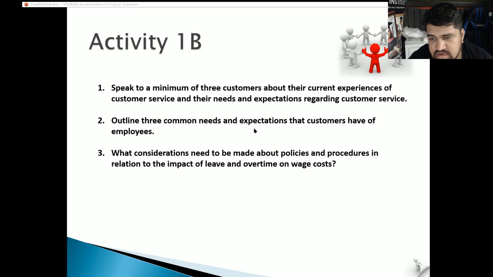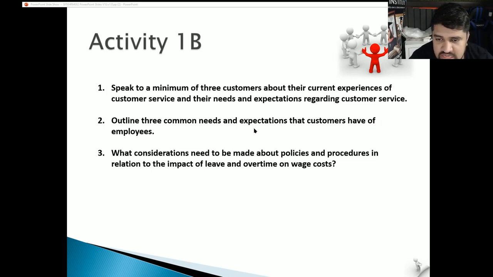Alright, number three, what considerations need to be made about policies and procedures in relation to the impact of leave and overtime on wage costs? If you think about it, it's much more effective to have more staff on part-time, and not have too many full-time employees. But it creates a disloyal base, so you've got to weigh out which one is more important.